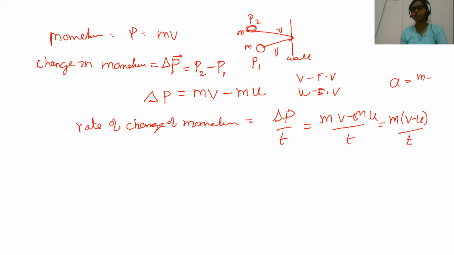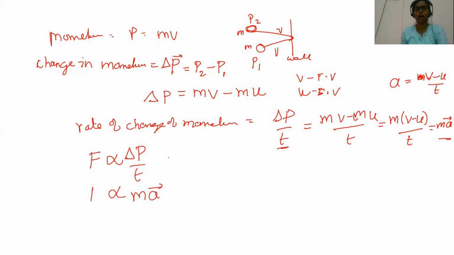Acceleration, children, is V minus U by T. So in place of V minus U by T, I am going to replace M into acceleration. Right, children? Mass into acceleration I can replace. And see, one term you observe, children: the force acting on the body is directly proportional to the rate of change of momentum. This is what Newton's second law states. So rate of change of momentum gives mass into acceleration, right?